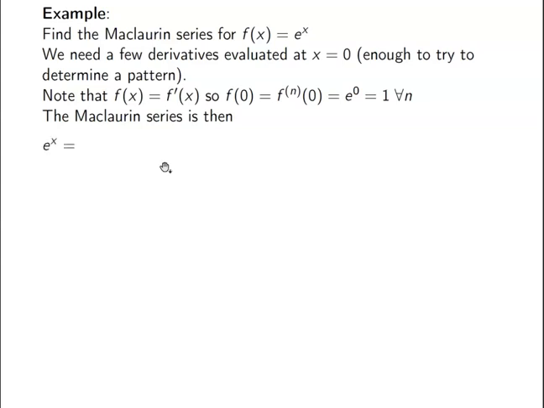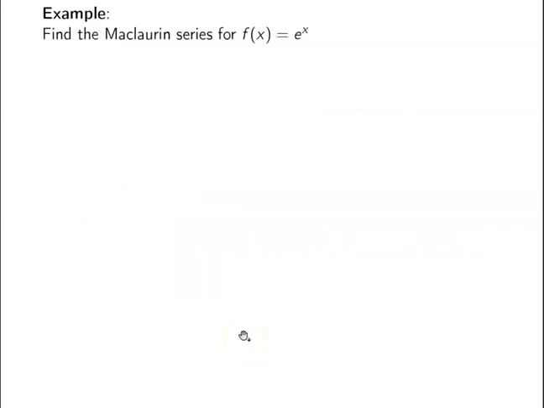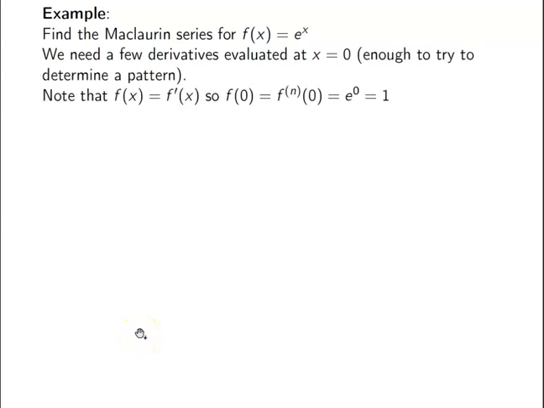So for our Maclaurin series, our first term is going to be c naught. And what is c naught? c naught is f of 0. e to the 0 is just 1. Our next term is going to be the first derivative at 0, which is 1, over 1 factorial, which is 1 times x to the first power, so that's just x.